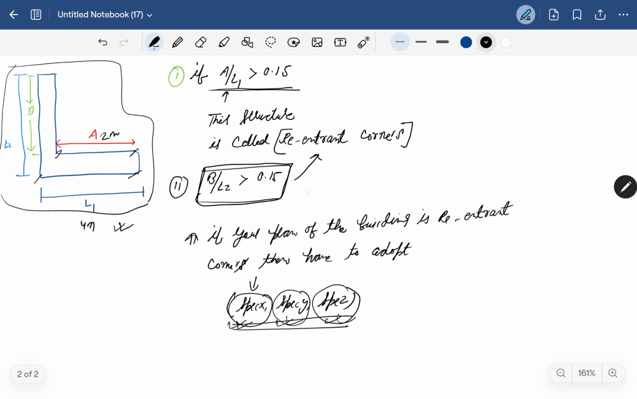If your plan of the building has reentrant corners, in that case you will have to apply spec x, spec y and spec z. This is the three-dimensional dynamic analysis. So this is your reentrant corners. I am giving one more example to understand it best. Second example, let us see.